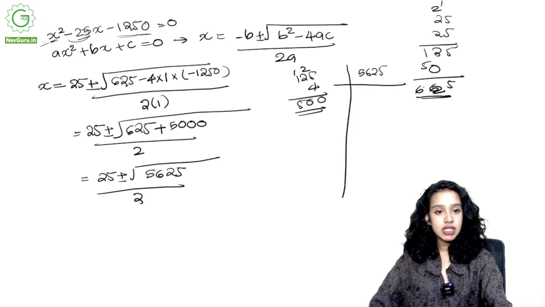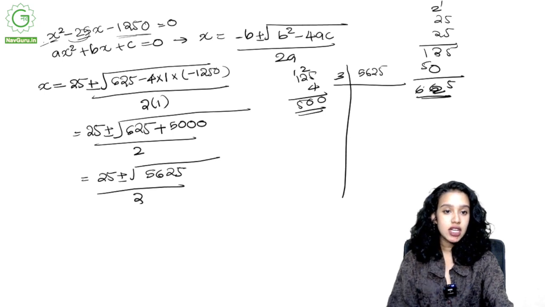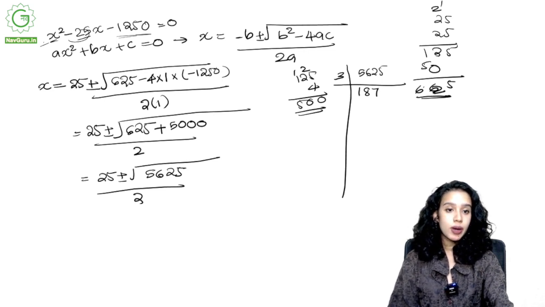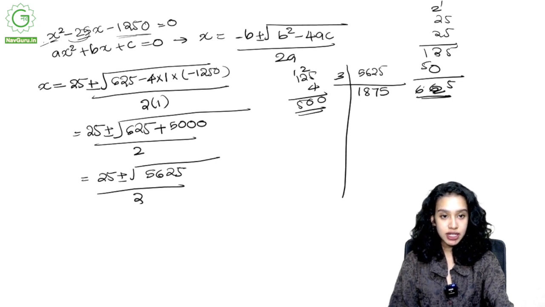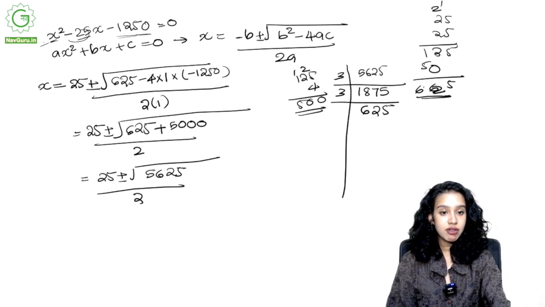Is it divisible by 3? Let's see: 5 plus 6 is 11, 11 plus 2 is 13, plus 5 is 18, yes, it is divisible by 3. Dividing by 3 we get 1875. Is this divisible by 3? 1 plus 8 is 9, 9 plus 7 is 16, 16 plus 5 is 21, yes, it is divisible by 3. We get 625. Is this divisible by 3 now? 6 plus 2 is 8, plus 5 is 13. No.